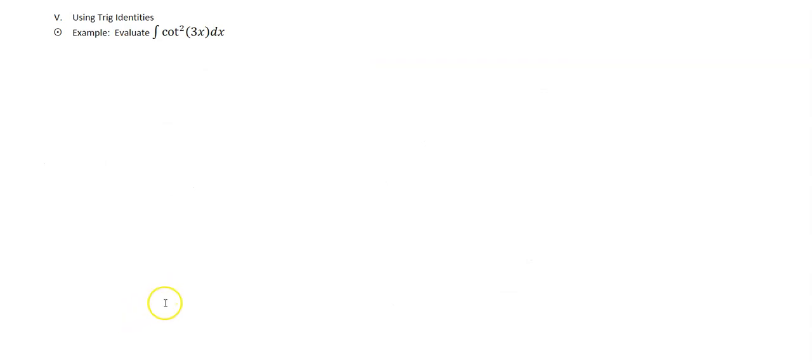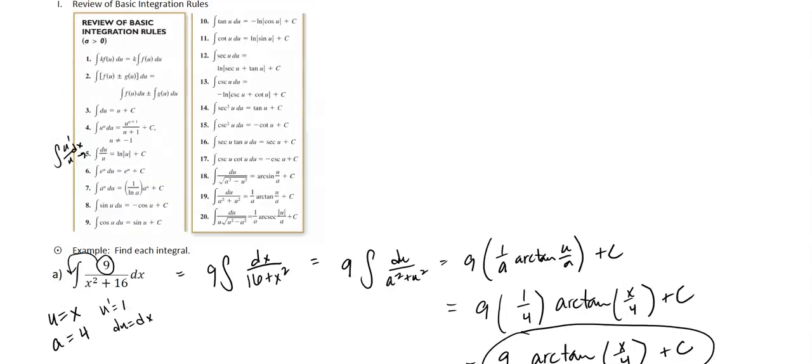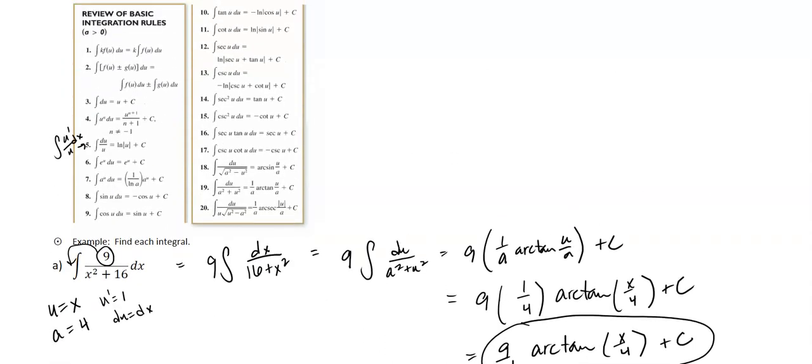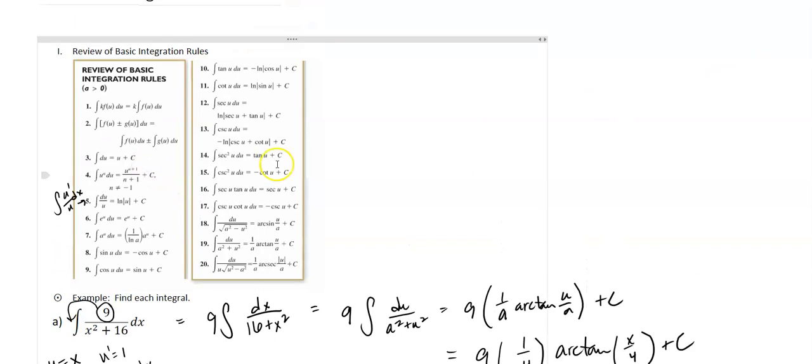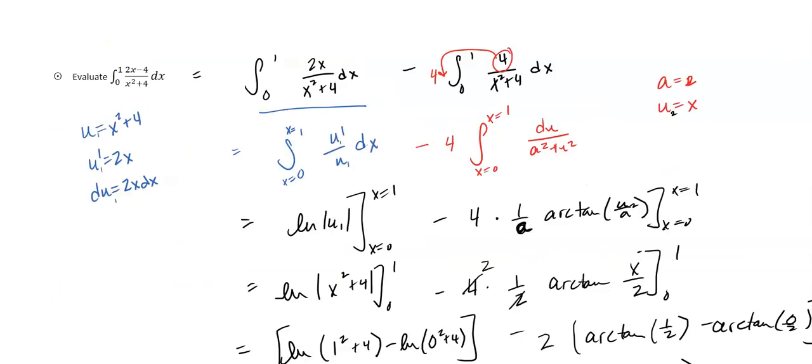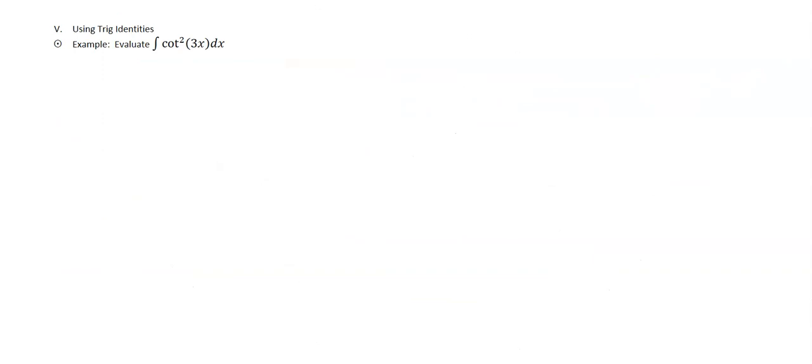You may also have some problems where you have to use some clever trig identities in order to evaluate an integral. I've got the integral of cotangent squared of 3x dx. So if I go back to my list from the beginning of the section, I notice that I don't have a rule for cotangent squared. I do have a rule for secant squared and a rule for cosecant squared, but I don't have a rule for cotangent squared. So I can relate cotangent squared and cosecant squared using what's called the Pythagorean identity.